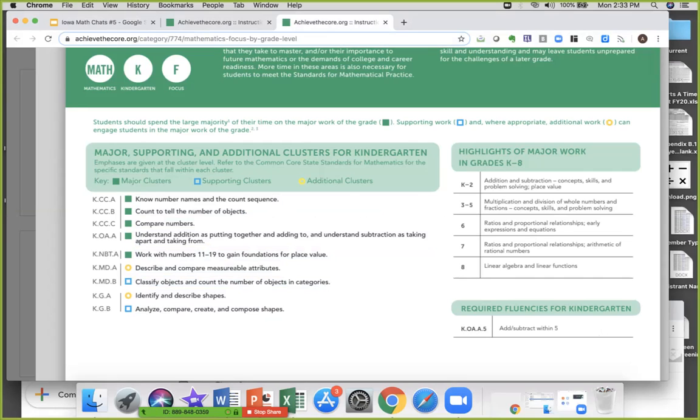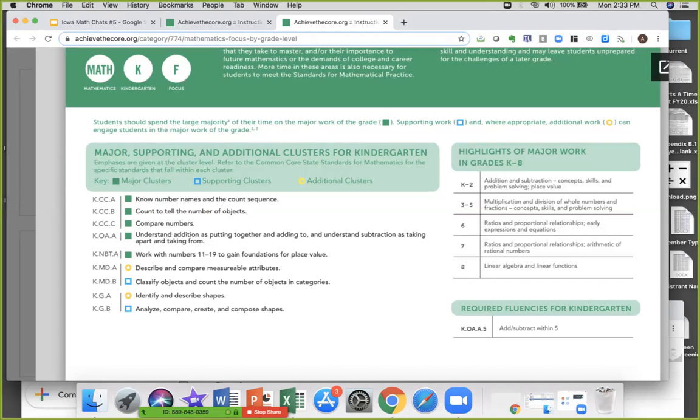How we achieve this pathway is through these clusters over here on the left. So remember that the green clusters, the major clusters, get up to 85% of instructional time as needed. And then the yellow and blue get 15% of the instructional time. Again, if our students achieve the green in under 85% of the instructional time, that's okay to go ahead and move on and spend more time down here in the additional clusters and the supporting clusters.